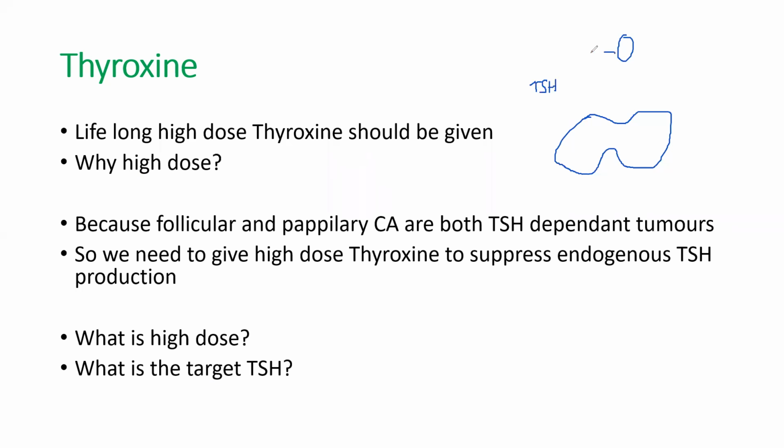TSH secreted from the pituitary can worsen the progression of the malignancy. Papillary and follicular carcinoma are TSH dependent. So the higher the TSH in the blood, the more these malignant cells proliferate and spread. Our goal of thyroxine treatment is to suppress the endogenous TSH as much as possible, so we need to give a high dose.